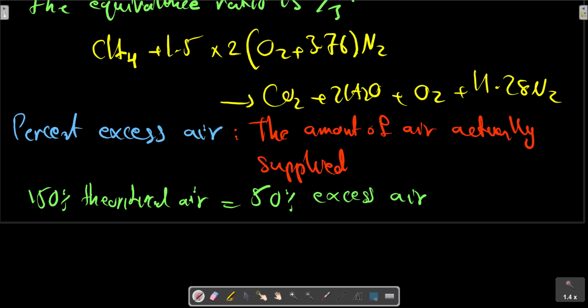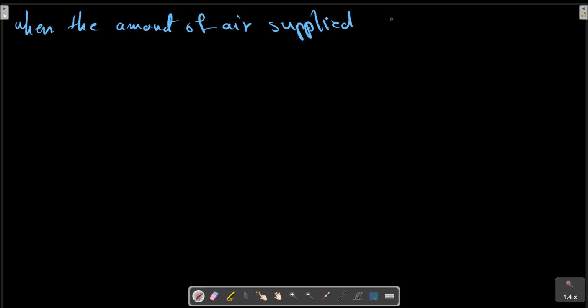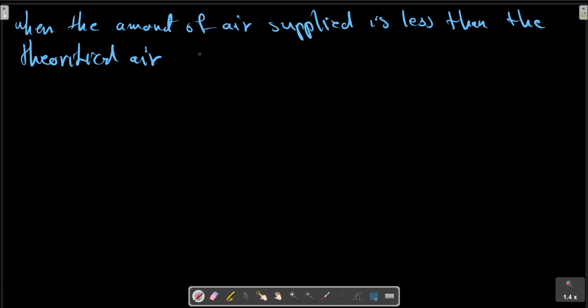When the amount of air supplied is less than the theoretical air required, the combustion is incomplete.